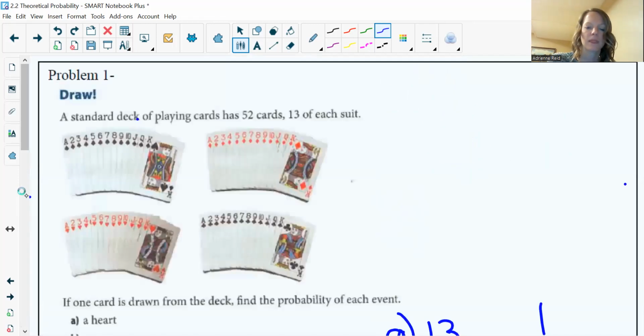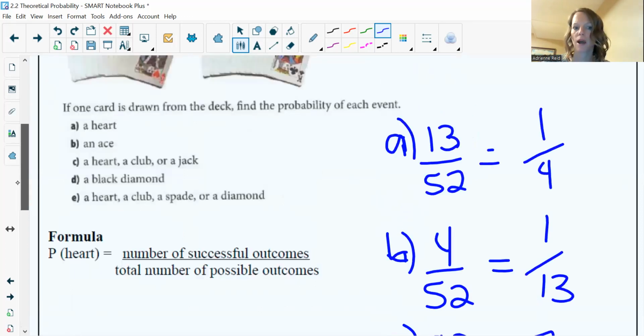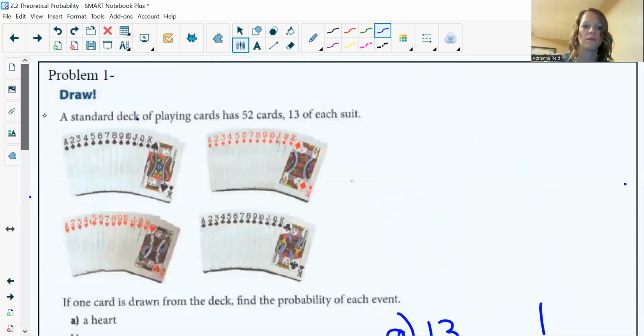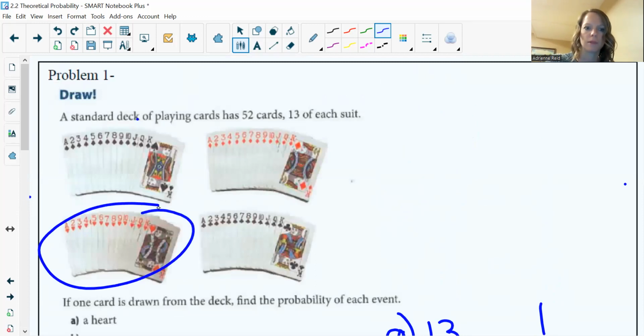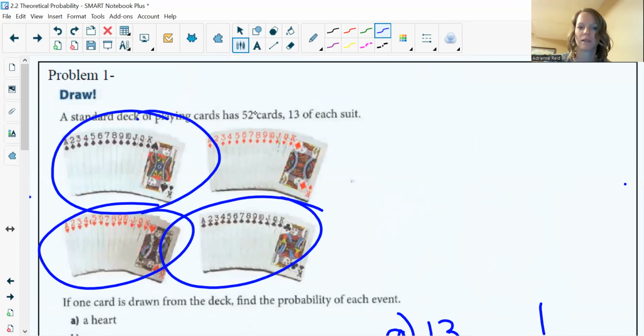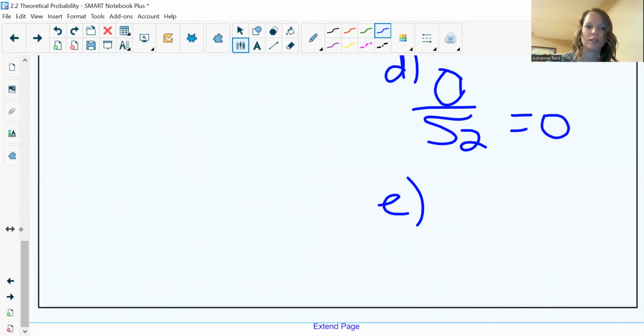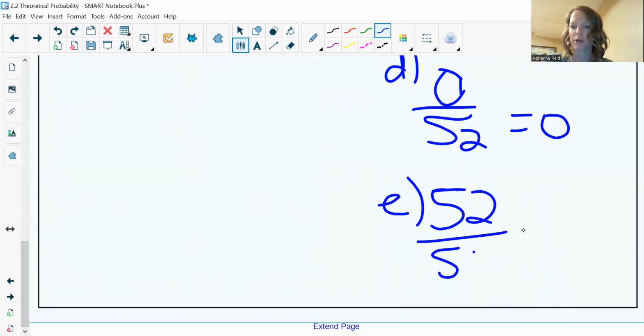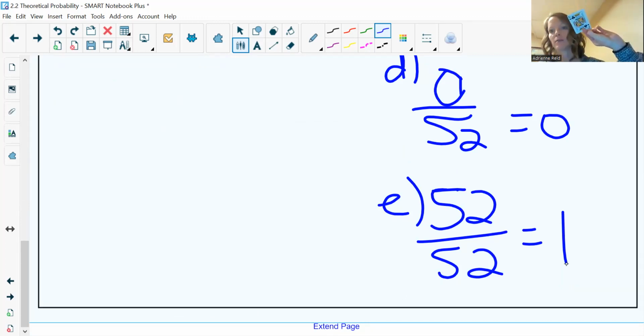And then in E, the last thing that I'm going to think about is, what about drawing a heart, a club, a spade, or a diamond? Well, that's all the cards. So it's 52 out of 52. Definitely those will all be successful outcomes. You have a 100% chance that that is going to happen, because all you have to do is reach in and grab any card and it's going to be one of those suits. All of that is in theory.